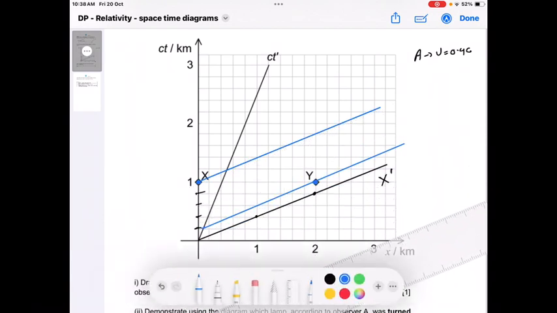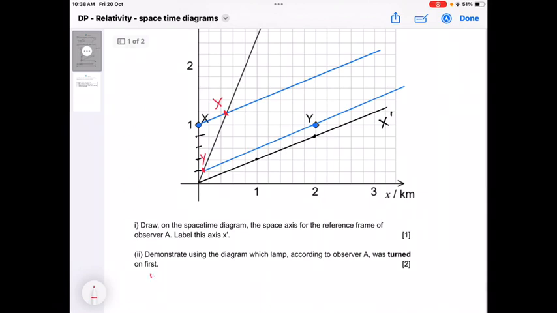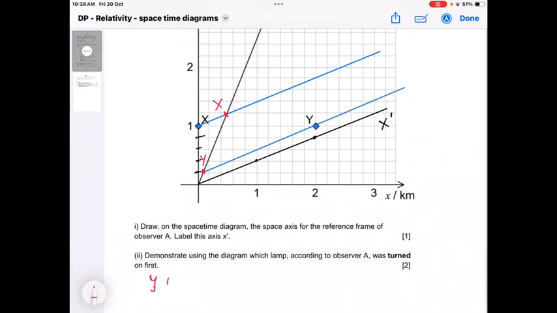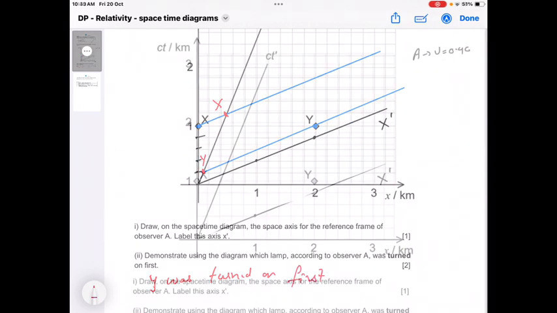As you can see, from the frame of reference of A, which is moving at a speed of 0.4 c, the events X and Y are not simultaneous. Here you can see that X is happening over here as per A's reference frame, and Y is happening over here. So we can say that event Y has occurred, or the lamp Y was turned on first as per A's reference frame. So Y was turned on first, as we can see from this diagram.